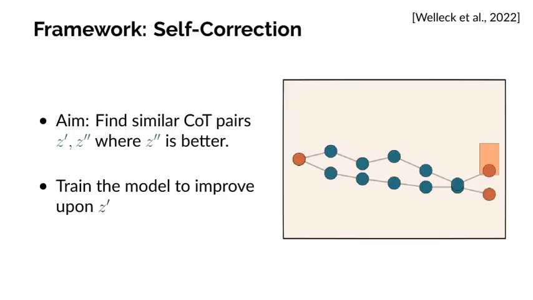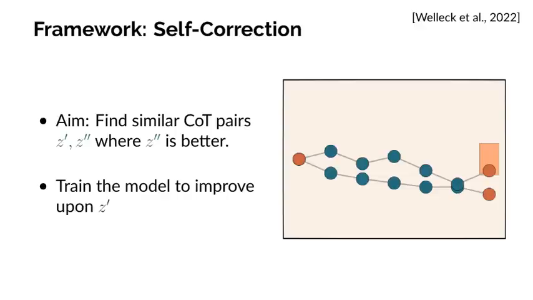A motivating example is work on self-correction. The idea here is to isolate pairs of chain of thoughts. We'll call one Z prime and the other Z double prime. These chain of thoughts are similar, but one leads to a correct answer and the other does not. If we can isolate these two, we can train a model that can improve upon Z prime in order to move more towards Z double prime.